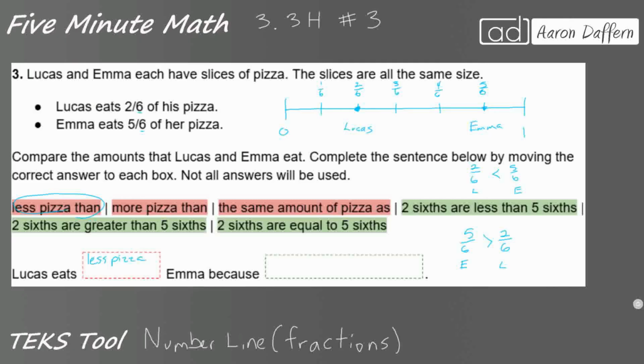If we were on the STAAR test, this would be a drag and drop. But sometimes in drag and drops, you cannot put all the choices into all of the boxes. So this is one of those restricted drag and drops to where you can only choose from the first three for this first box. And then you've got 3 that you can choose for the green. So Lucas eats less pizza than Emma because why? 2/6 are less than 5/6. Well, that's what we have right here, right? 2/6 are less than 5/6. 2/6 are greater than 5/6. No, they're less. And 2/6 are not equal to 5/6.